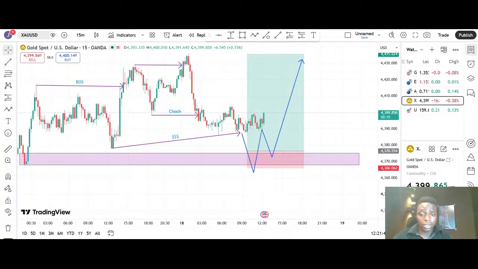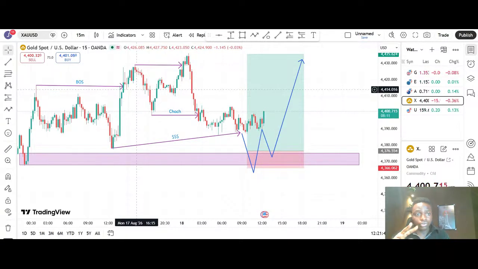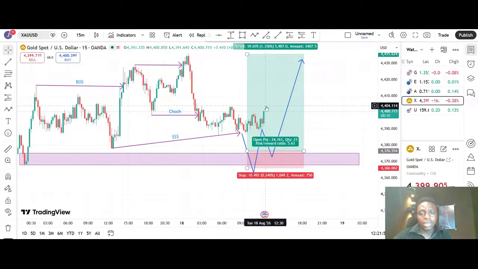So right now, in the analysis we have done, I'm looking for two trades. I'm looking at two trades right now. I'm looking at my gold analysis for price to come to this particular order block and then get confirmation.